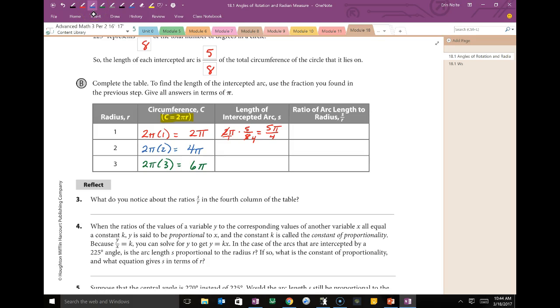Now doing the same thing with the second circle. So I'm going to take 4 pi, so that's circumference, and multiply by 5/8 to find its arc length. So I'm going to again think of 4 pi as 4 pi over 1. 4 and 8 can be reduced. 4 goes into 8 twice. So this becomes 5 pi over 2. Let me draw that a little higher.